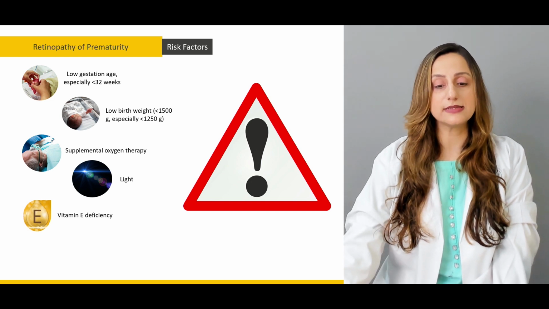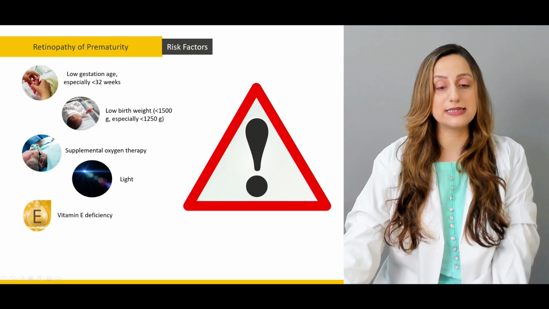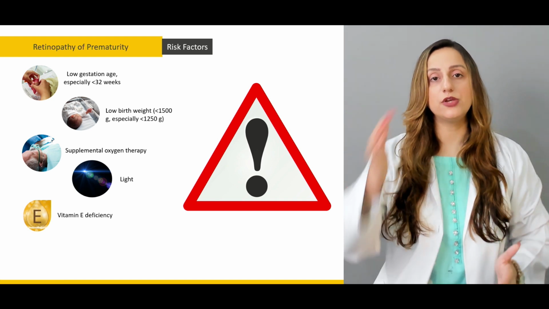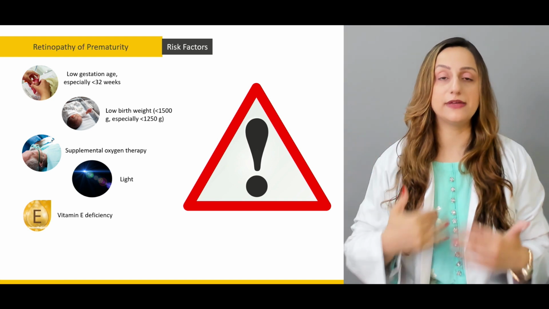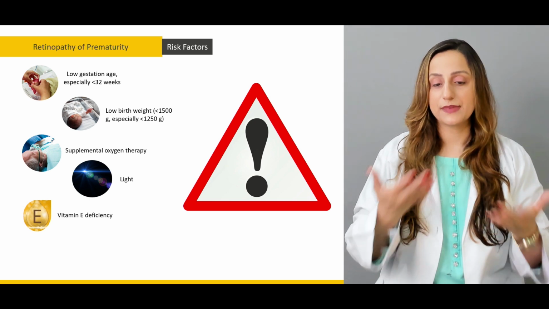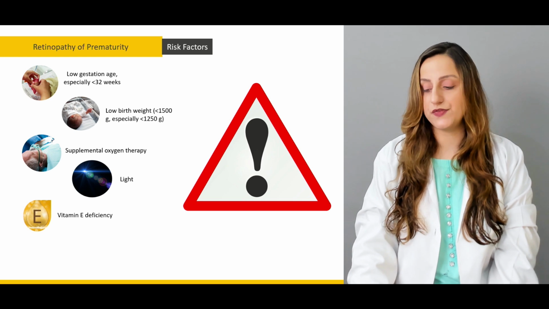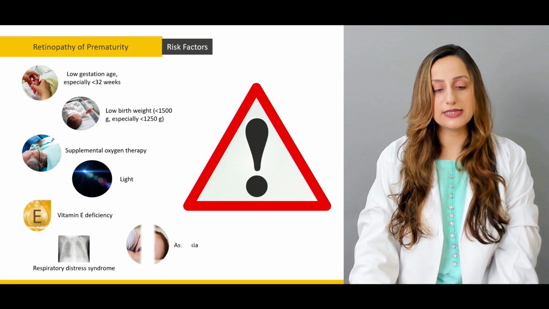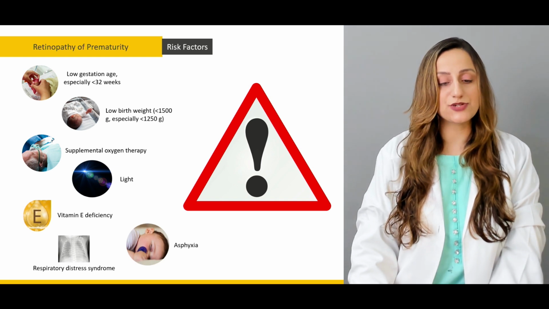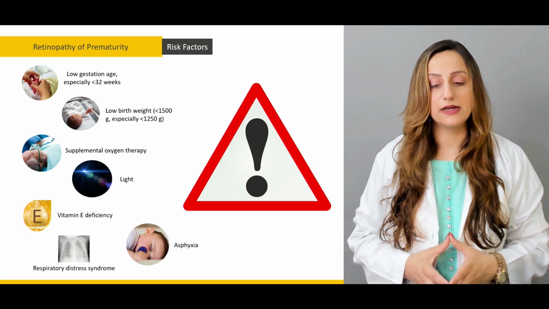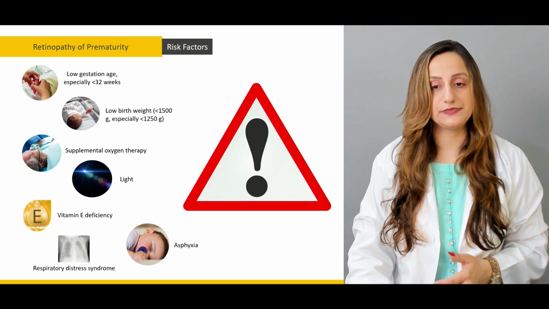These two factors that we just discussed, the supplemental oxygen therapy as well as the light therapy, are the usual features whenever you have a baby who is low birth weight or has a low gestational age. They are more prone to the development of these diseases. So over here, you can see that there is respiratory distress syndrome. And then finally, we have asphyxia being seen as well.